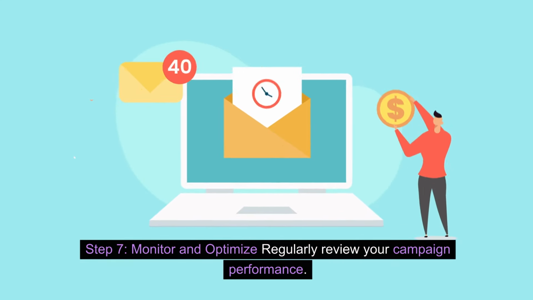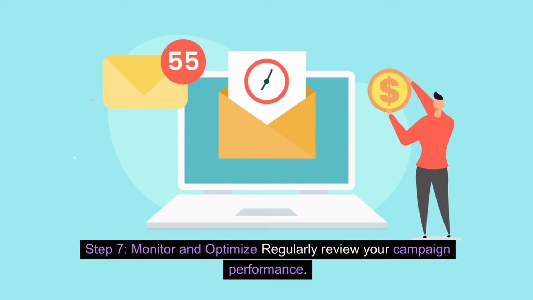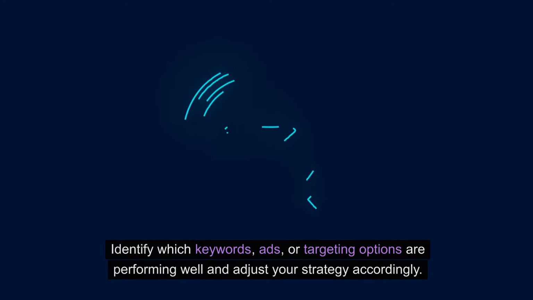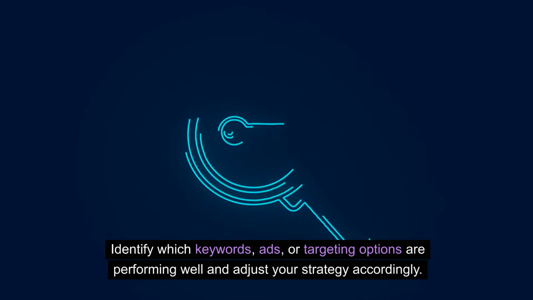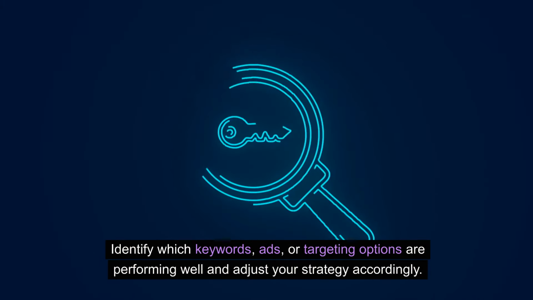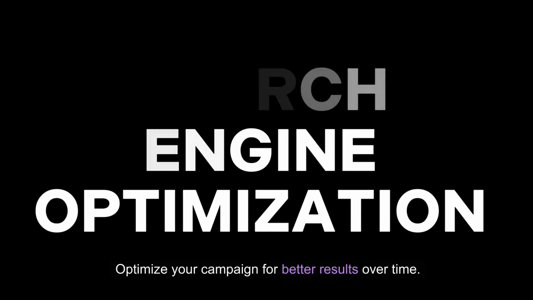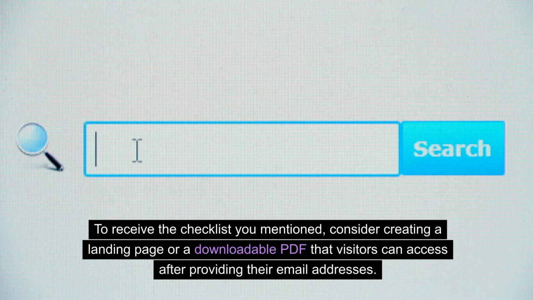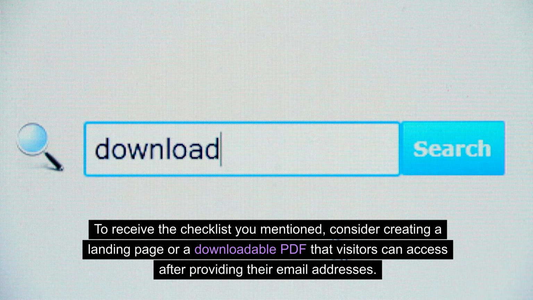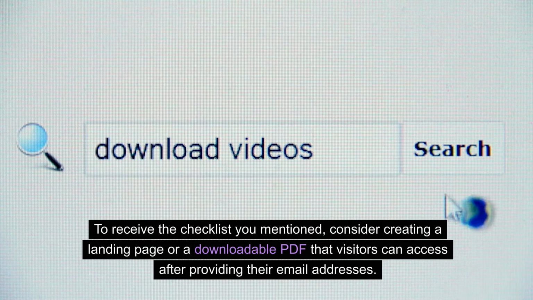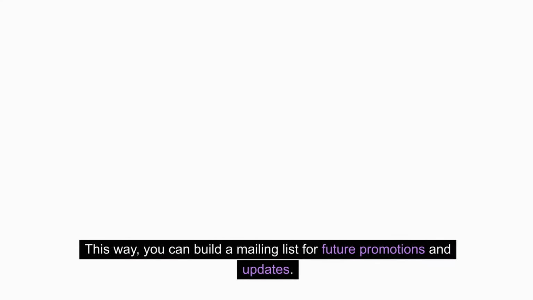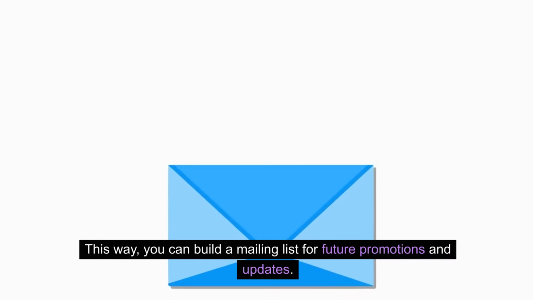Step 7. Monitor and optimize. Regularly review your campaign performance. Identify which keywords, ads, or targeting options are performing well and adjust your strategy accordingly. Optimize your campaign for better results over time. To receive the checklist you mentioned, consider creating a landing page or a downloadable PDF that visitors can access after providing their email addresses. This way, you can build a mailing list for future promotions and updates.